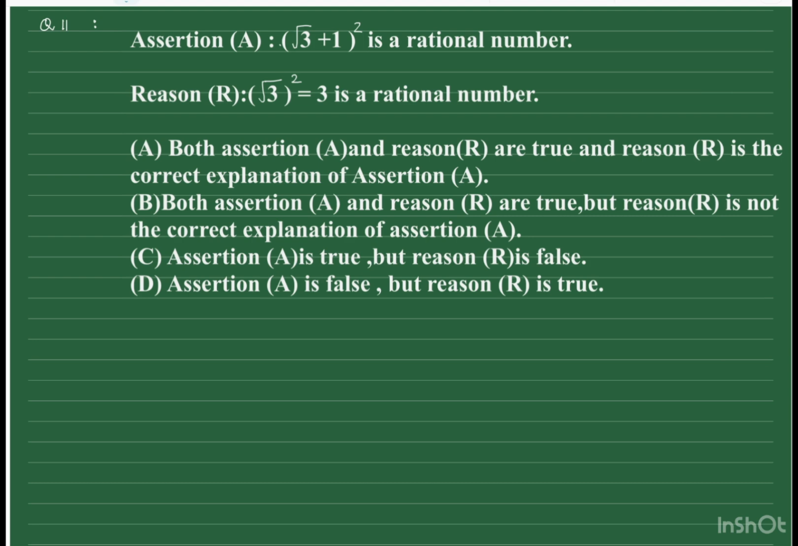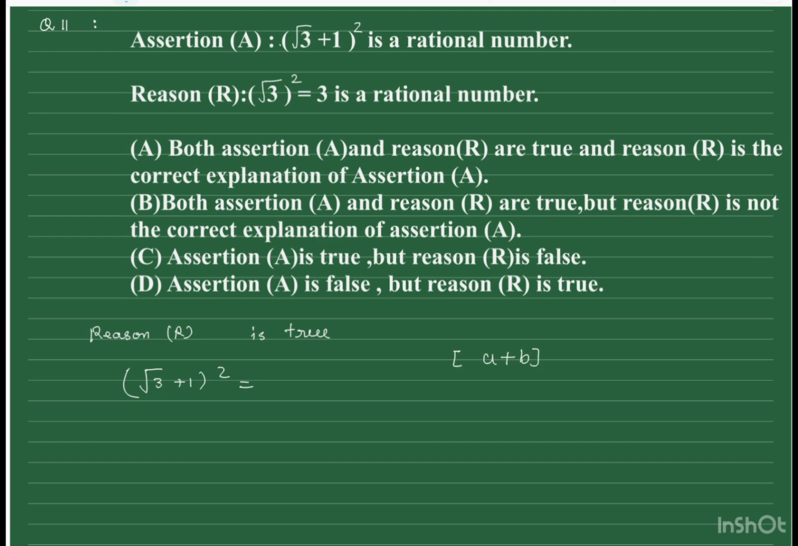So first we have to check both assertion A and reason R. Reason R is true since (root 3) all square is always 3 and is a rational number. So the reason R is true. We have to check whether assertion A is true or false. So (root 3 plus 1) all square is equal to, we can express the expanded form.